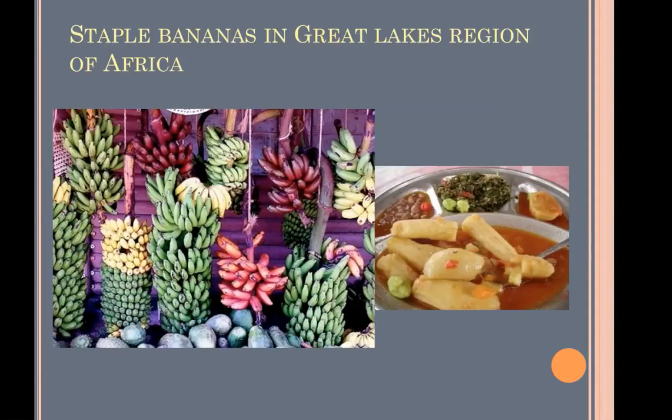But this just gives you a sense of some of the variety of bananas in East Africa, each one with a different flavor, each one with a different purpose. Some of these, let me see, these ones up here are only used in brewing beer. Banana beer might make you think of something with a banana taste, but it does not. It's just beery. But this is the typical way that most folks in East Africa eat bananas.